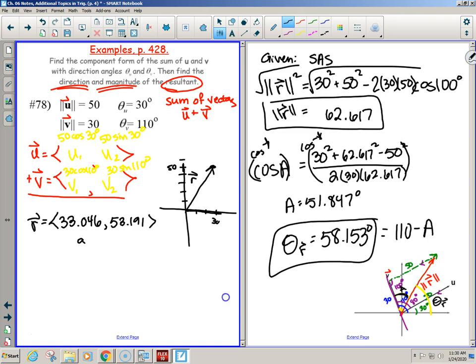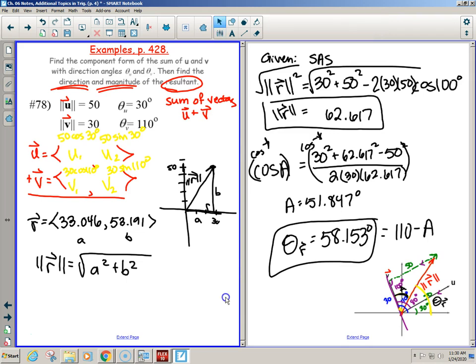So I have my A, I have my B. How do I solve for the rest of the triangle if I have A and B? Pythagorean theorem will get me my magnitude, right? Oh, Pythagorean theorem, that's easy. So magnitude is just going to equal the square root of A squared plus B squared. Do you guys have these things in your calculator? You can just do that.